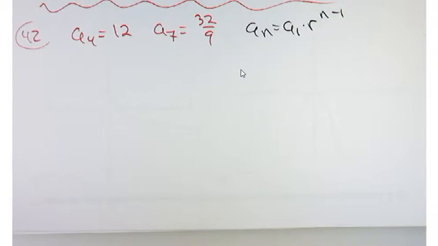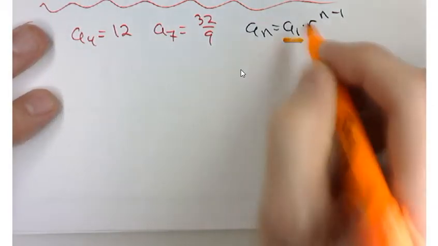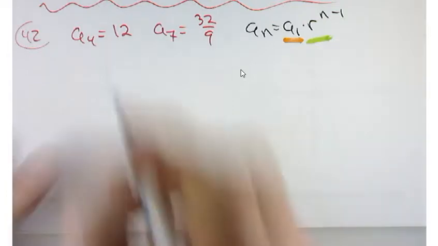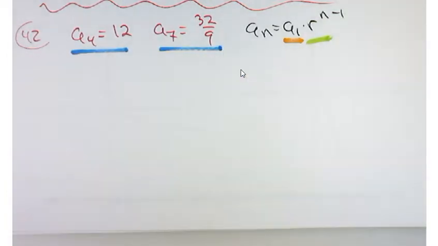Well, there's two things that we don't know here. We don't know a sub 1, and we don't know r. So those are the two things we don't know. But since there's two things we don't know, we're hoping that we have a way to come up with two equations. And we do. Here and here. This should help us come up with two equations. Two equations for two unknowns. A nice symmetry there.